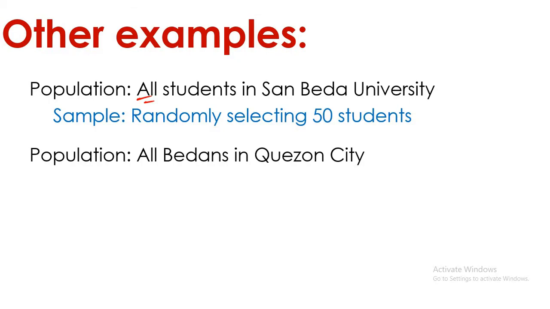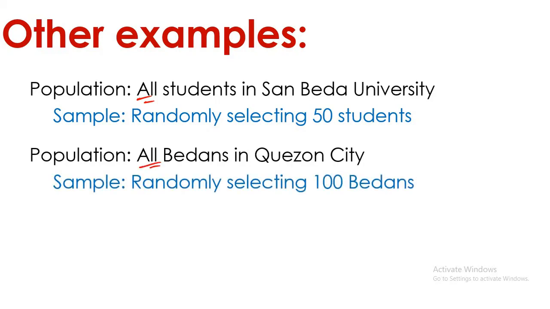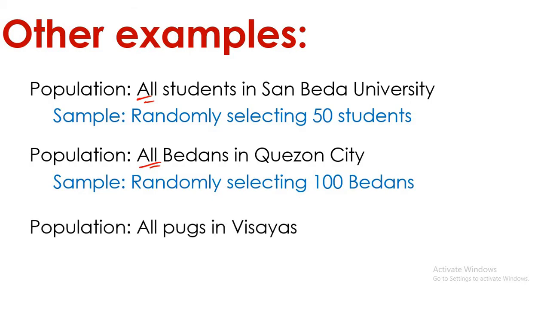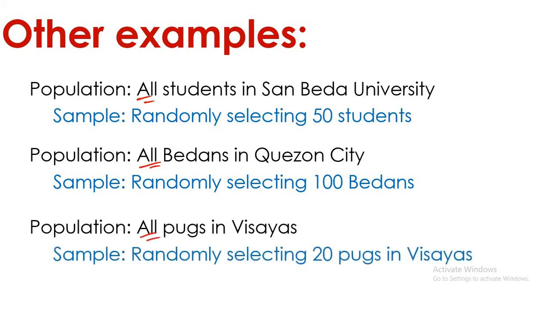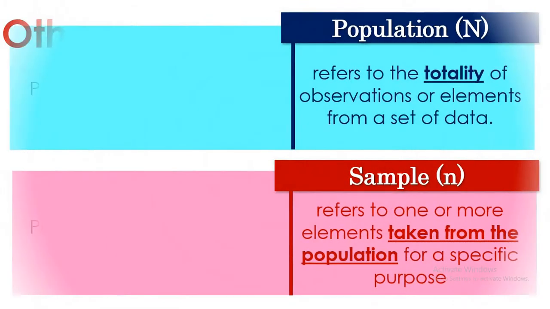Another example for population, all Bedans in Quezon City. Again, the word all is present, pertaining to total. Sample is randomly selecting 100 Bedans. Another example for the population, all Pugs in Visayas. We also again have the word all. And if we only want to take a sample, we select 20 Pugs from Visayas randomly. So in other words, population pertains to a total. Sample is just a portion from the population.